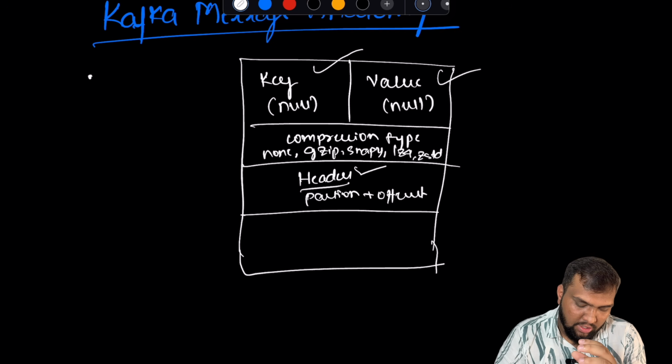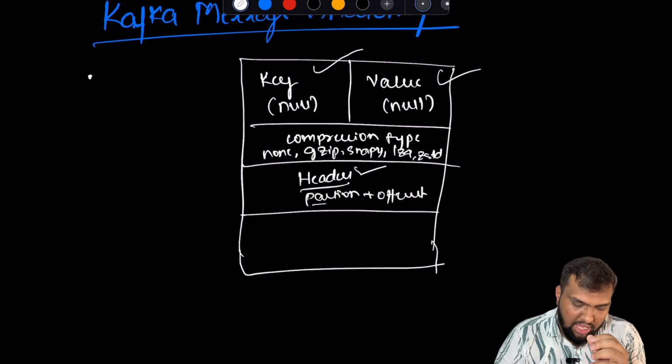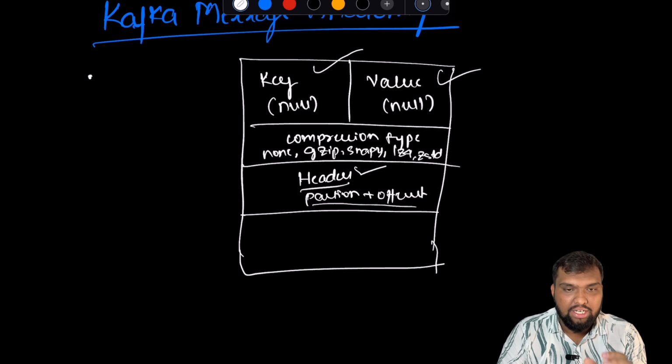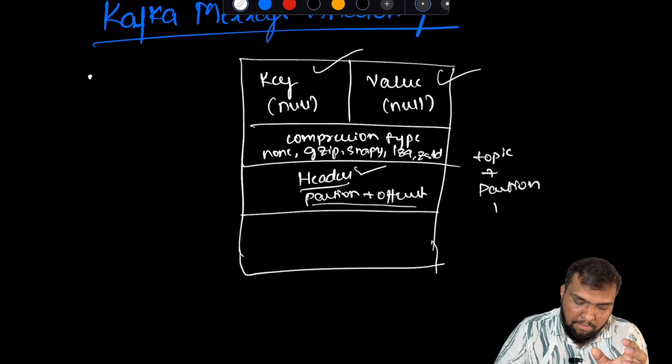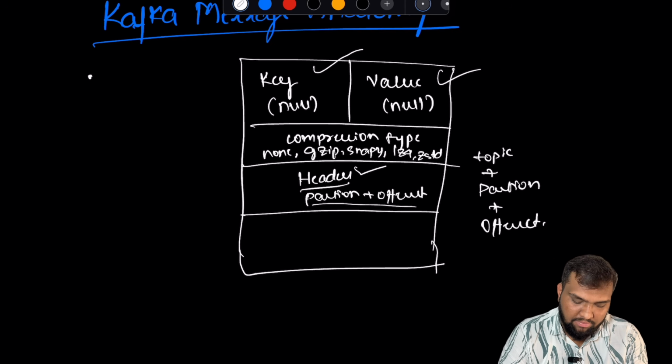So that's the usual benefit of using headers. Then we have partition and offset. Once a message is sent to a Kafka topic, it receives a partition number and an offset ID. Otherwise, how would you understand where exactly your message is sent, right? The combination of topic plus partition plus offset will help you identify the message itself.